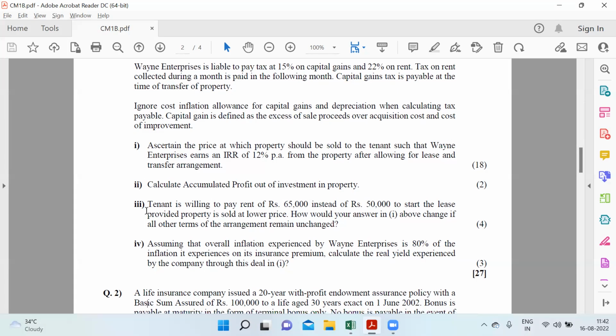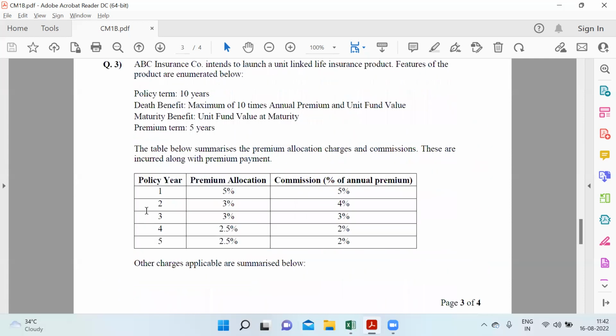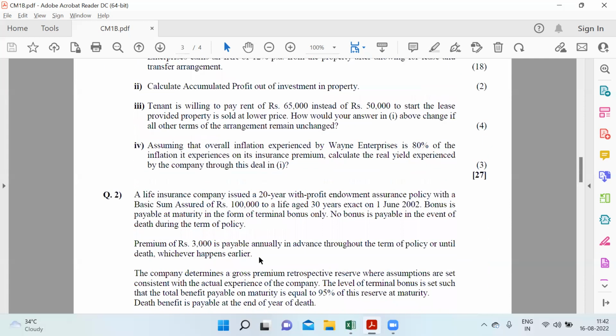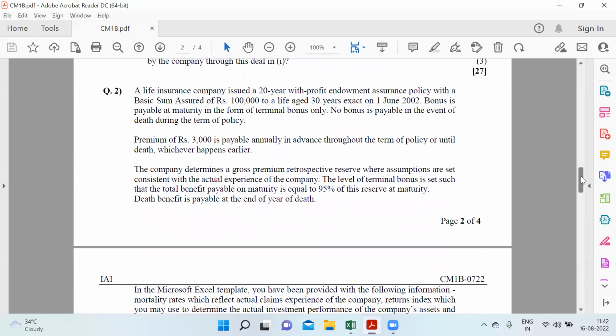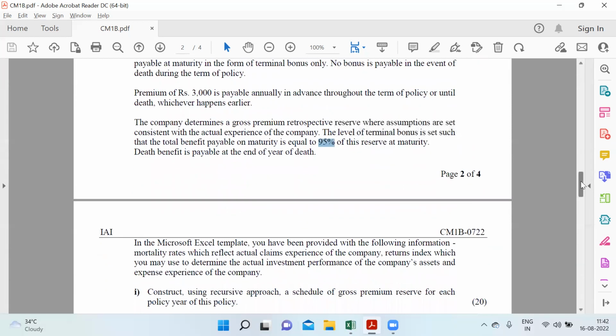A life insurance company issued a 20-year with-profit endowment assurance policy with a basic sum assured of rupees 100,000 to a life aged 30 years exact on 1st June 2002. Bonus is payable at maturity in the form of terminal bonus only, though bonus is payable in the event of death during the term of the policy. Premium of rupees 3,000 is payable annually throughout. The company determines the gross premium prospective reserve, and the policy value is said to be 95%. All of the data has been provided.